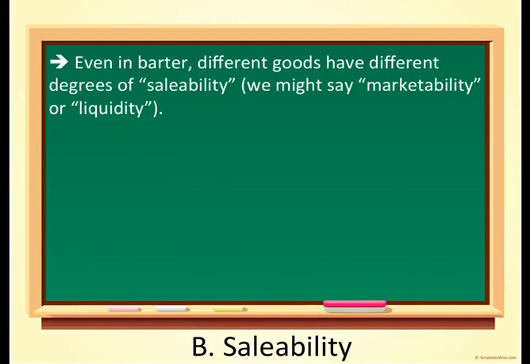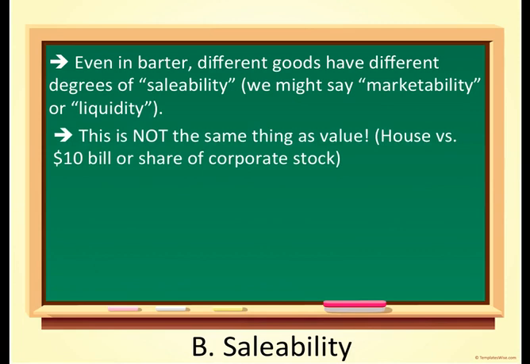So his first insight is to say, even in a state of barter, or more accurately, direct exchange, nonetheless, different types of goods would have different degrees of what we might translate from his original work as saleability. In our terminology, we might say marketability or liquidity might be terms that would more accurately convey what Menger was trying to get at there. So notice this is not the same thing as value. So for example, if you're a house, in modern times here, a house could be quite valuable, have a high market value, but it's not very liquid.